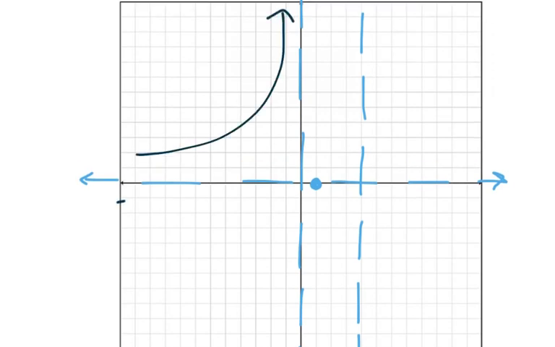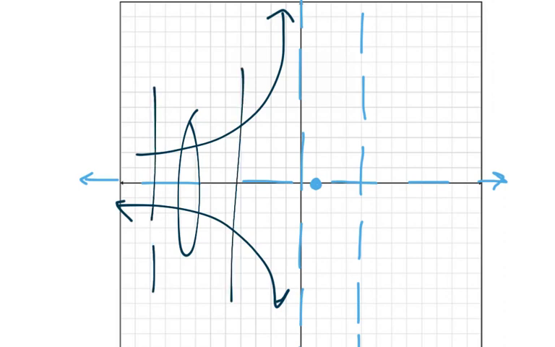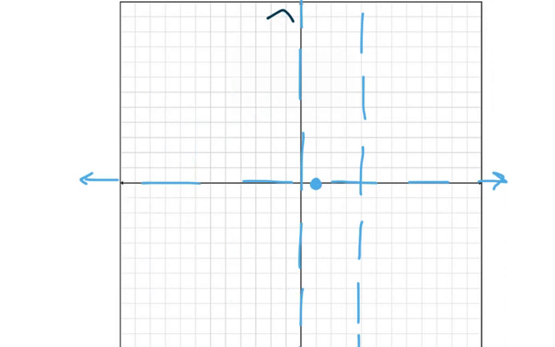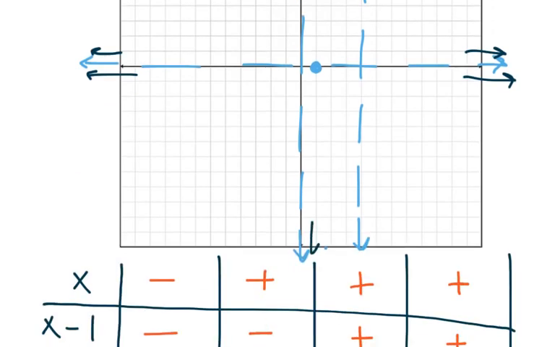So we can't have anything like this because that's not a function. It doesn't pass the vertical line test, right? And then we also need to make sure that we're following our horizontal asymptotes at infinity, following our vertical asymptotes at infinity, and then making sure we're going through all of the points.